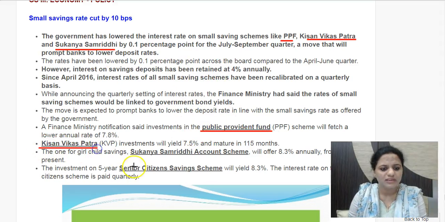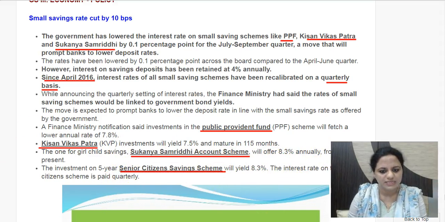So every quarterly review takes place on these interest rates, and they have been brought down here. You can see since April 2016, quarterly review has been mandated, and they are being brought down. So the interest rates still are high. You can see even Sukanya Samriddhi from 8.4% has come to 8.3%, and also senior citizen savings schemes. So all these are seeing interest rate cuts.